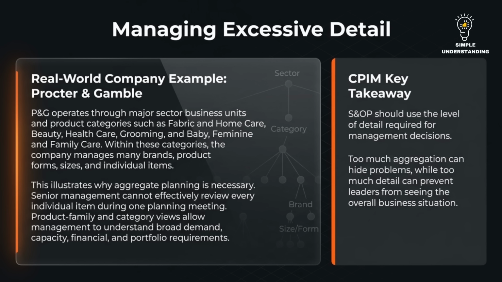Senior management cannot effectively review every individual item during one planning meeting. Product family and category views allow management to understand broad demand, capacity, financial, and portfolio requirements. Detailed planning can then translate the approved aggregate plan into specific products. CPIM Key Takeaway. S&OP should use the level of detail required for management decisions. Too much aggregation can hide problems, while too much detail can prevent leaders from seeing the overall business situation.